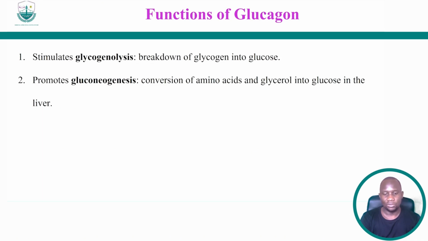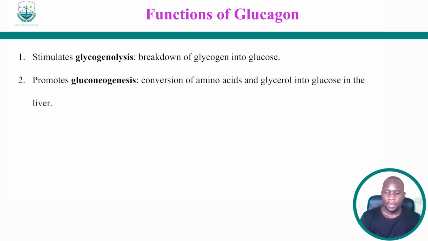Definitely, you could think that glucagon will have the opposite effects to insulin. Okay, so for it, we need more glucose. Where do we get it from? From glycogen, which is the storage form, into glucose. Also, maybe we can get glucose from, let us say, fats, or amino acids. Glucagon can promote the conversion of amino acids and glycerol into glucose in the liver.